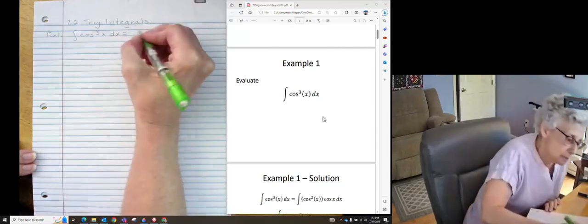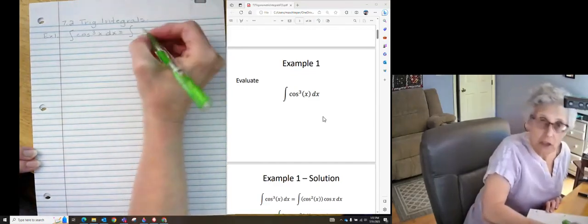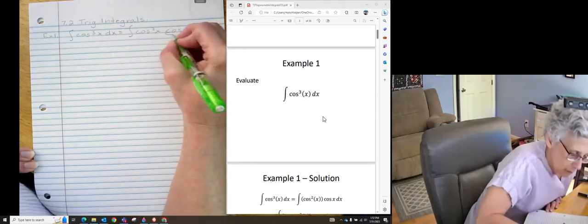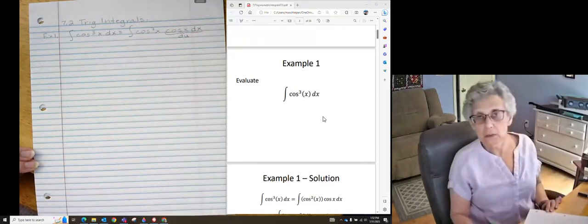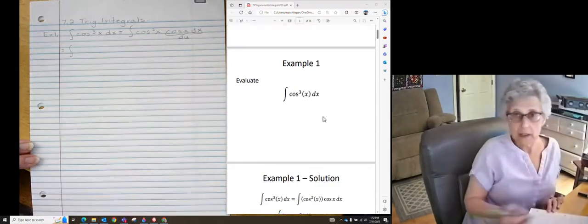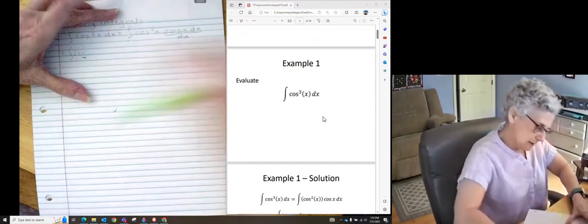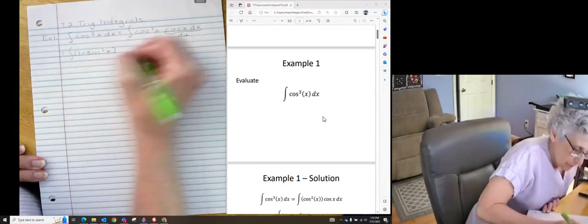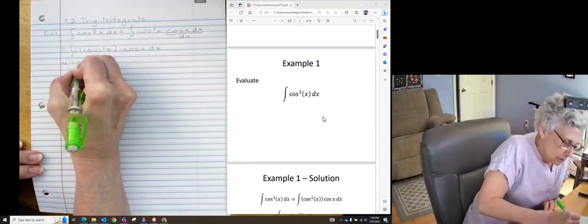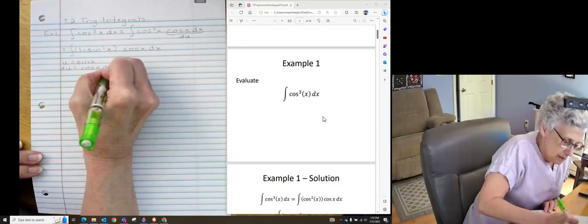You're going to have to use those rules of exponents. So we know that cosine cubed is equal to cosine squared times cosine. Now, I want this to be my du. So I need to rewrite cosine squared as something with sines in it. And thanks to the Pythagorean identity, I can rewrite this as 1 minus sine squared of x times cosine of x dx. Now, I'll let u be equal to sine of x, then du is cosine x dx.